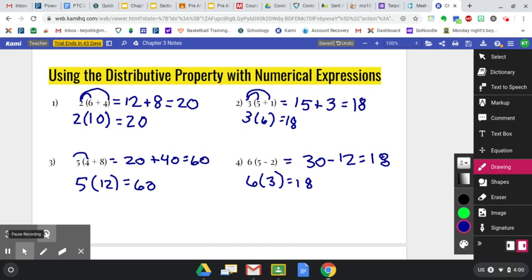In number 2, using the distributive property, it'd be the same as 15 plus 3, which would equal 18. Or if you added the inside first, you get 6 times 3, which is also 18. You can see the work here for example 3 and example 4, including 5 times 8, which gave us 40 there.